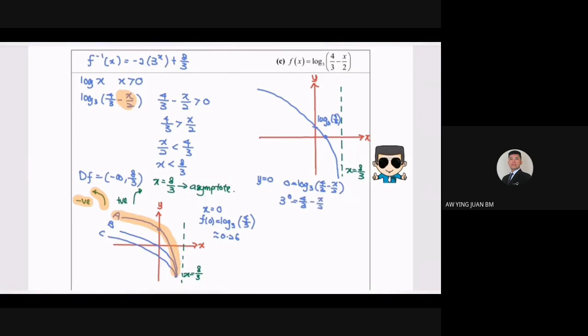Rearrange the equation, and we will have x over 2 equals 4 over 3 minus 1. And x over 2 will be equal to 1 over 3. Then finally, x will be equal to 2 over 3. So here will be 2 over 3. So now we are going to discuss the domain and the range. Based on the diagram, the domain is negative infinity until 8 over 3, where 8 over 3 is not included. And referring to the value of y, the range will be negative infinity to infinity.